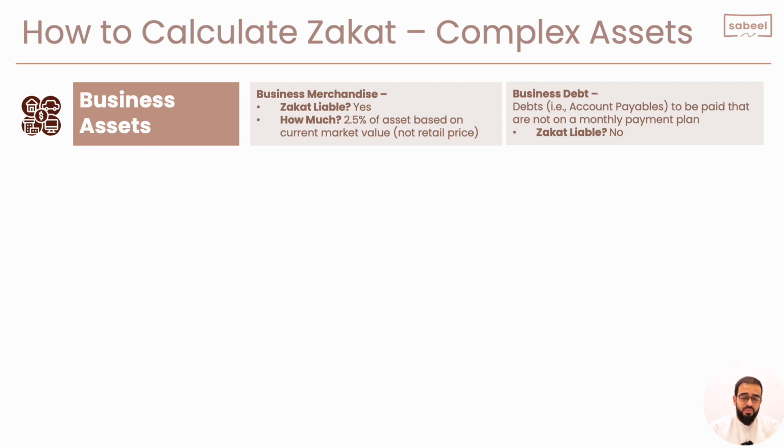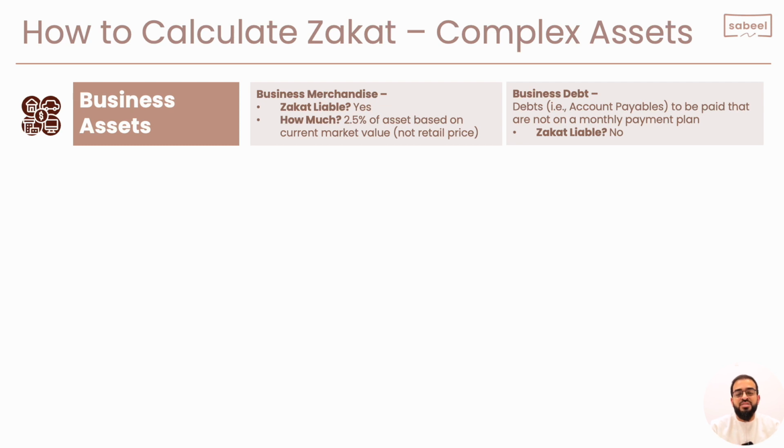Another type of value that you need to consider is accounts receivables. Accounts receivables are essentially deferred payments that you have with your vendors or your contractors that need to be considered as part of zakat that are due.